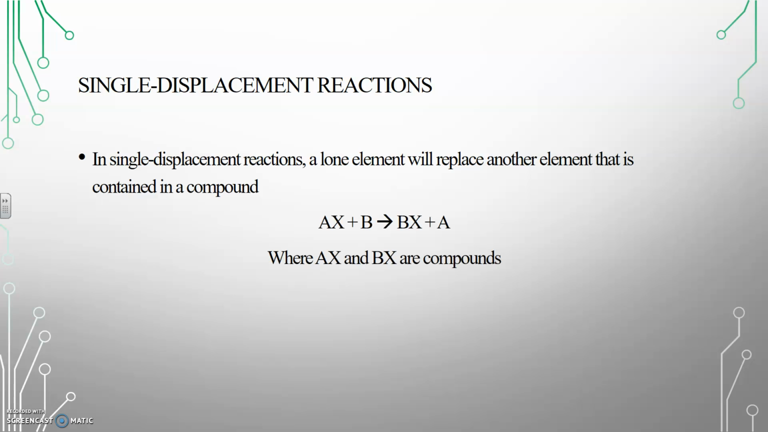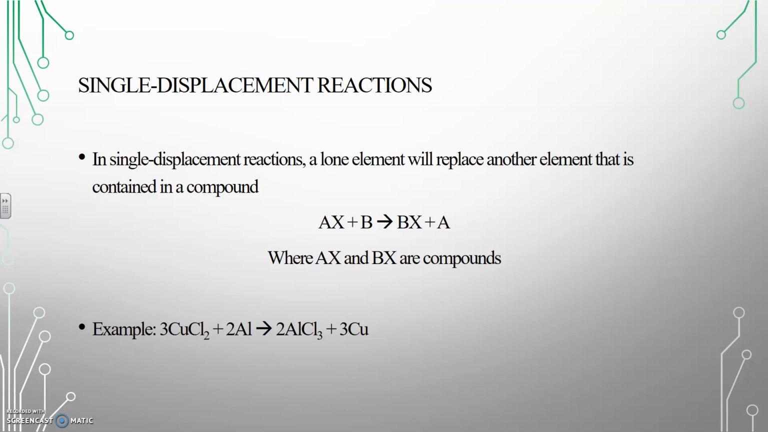Okay, so here we have AX and BX are our compounds. So AX plus B, okay, then you're going to have a single displacement reaction. So the B element is going to come in and kick out the A and take its place. So then you get BX as your compound plus A. So an example would be here.